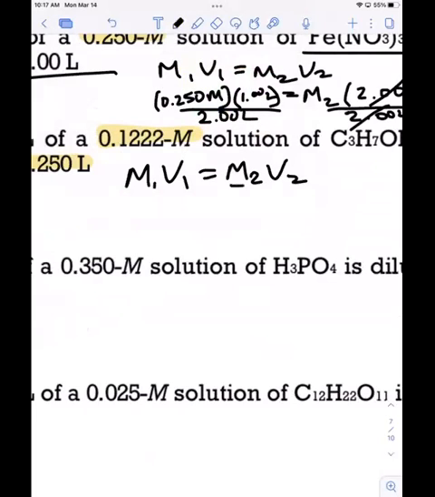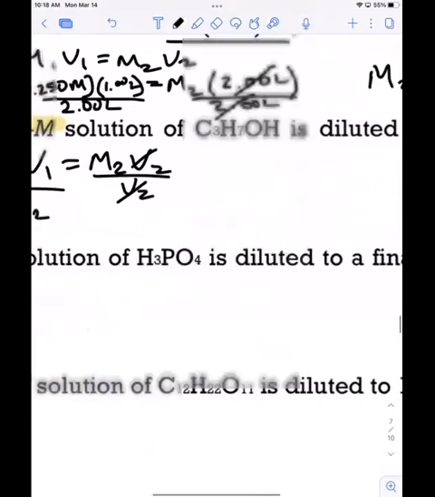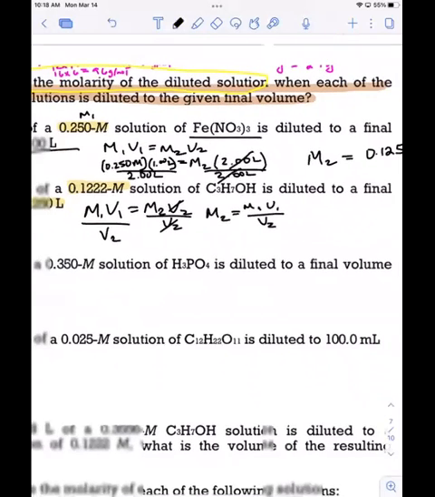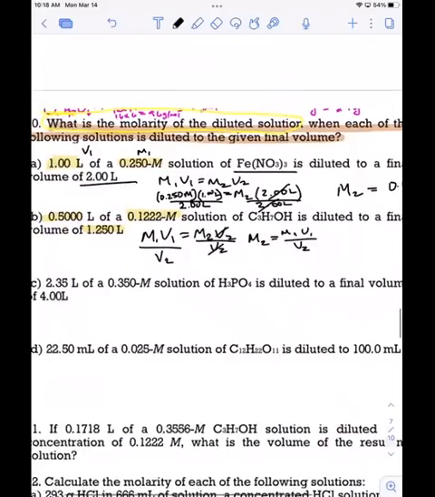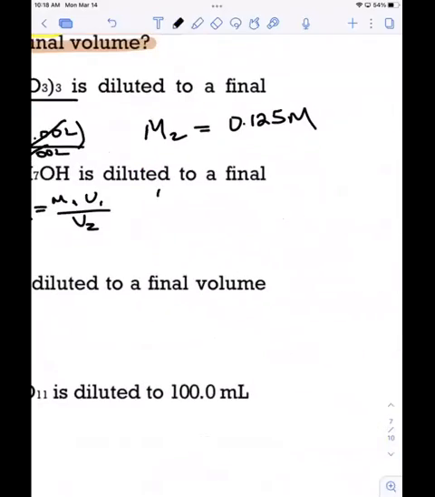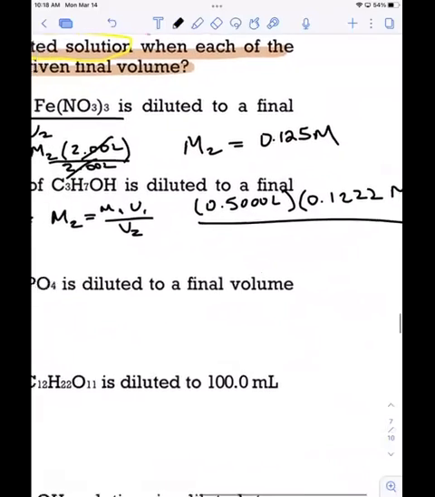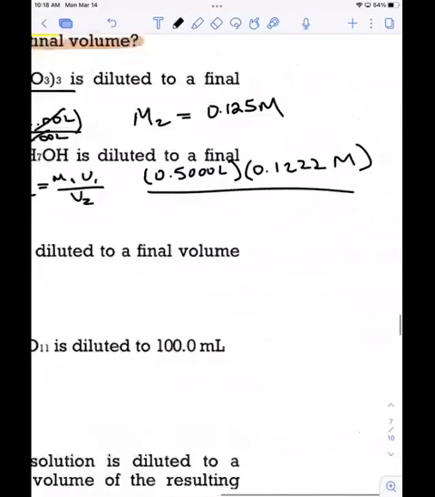So this whole side divided by V2, it's going to cancel. This divided by V2, is that right? Equals M2. So M2 equals M1 V1 over V2. That's the setup. Now we just need to put in the numbers. So 0.5 liters times 0.1222, divided by V2, which is 1.25 liters.